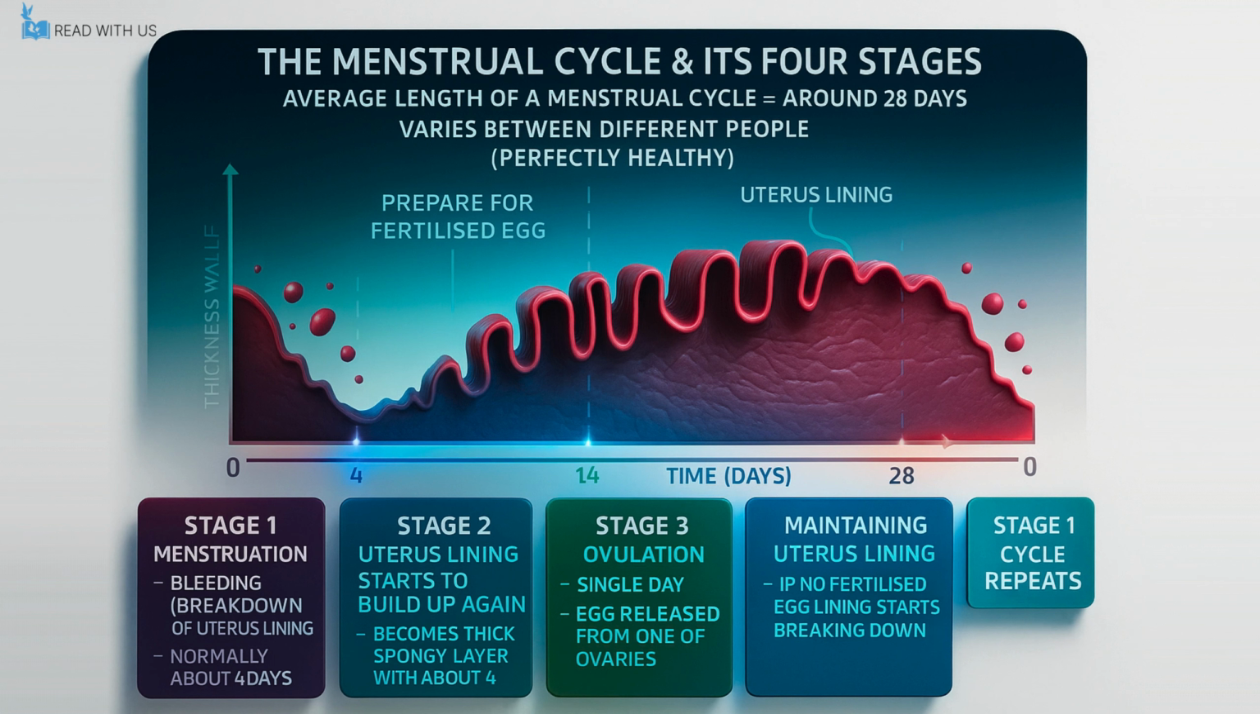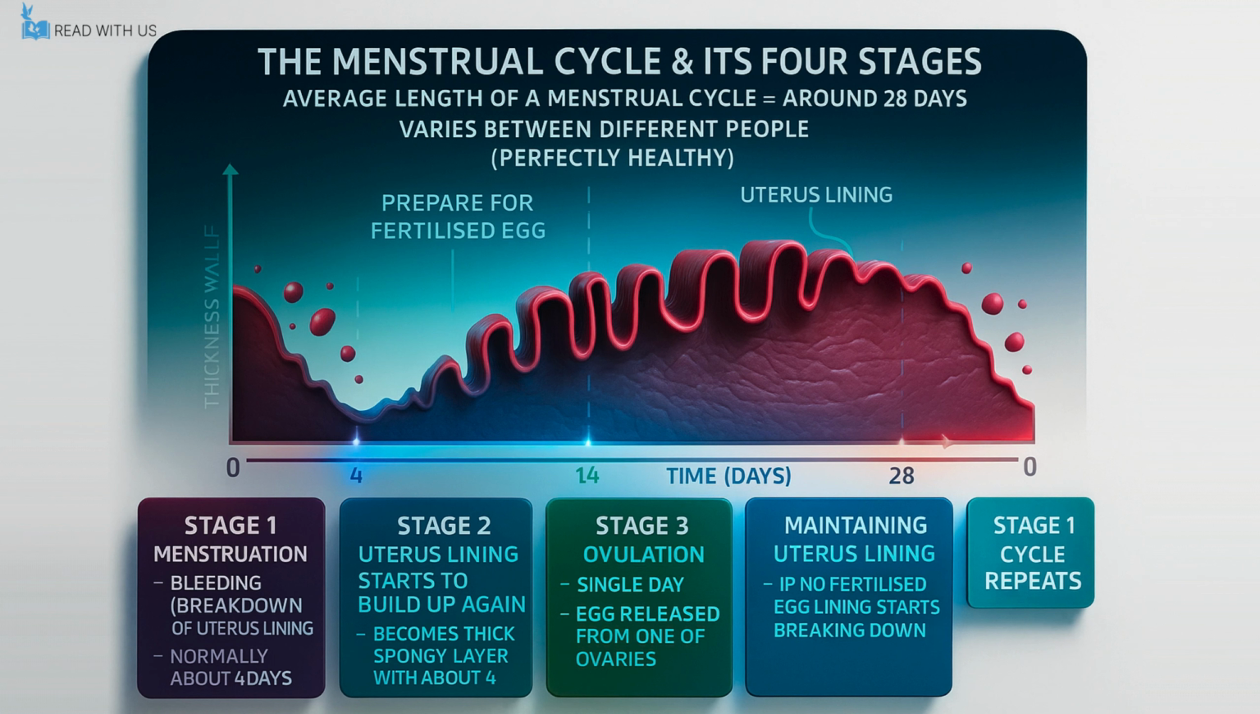Stage 2 involves the rebuilding of the uterus lining. This stage lasts for about 10 days and continues until around day 14. During this time, the uterus lining becomes thick and spongy and is rich in blood vessels. This preparation is essential in case a fertilized egg arrives and needs to implant into the lining. Stage 3 is known as ovulation, and it occurs around day 14 of the cycle. Ovulation is the process in which an egg is released from one of the ovaries. This stage lasts for only 1 day.